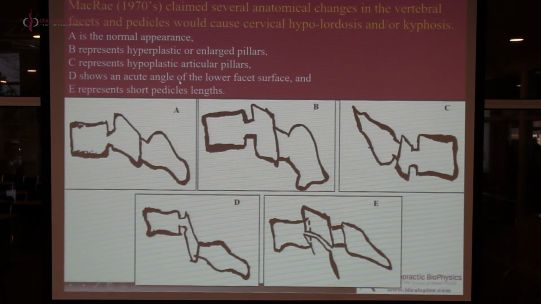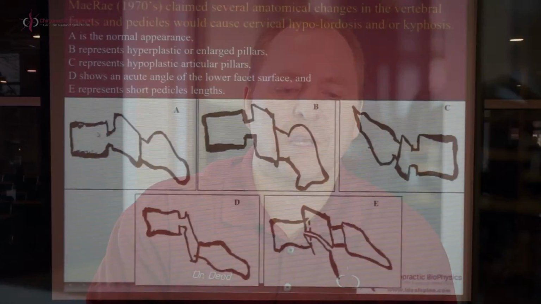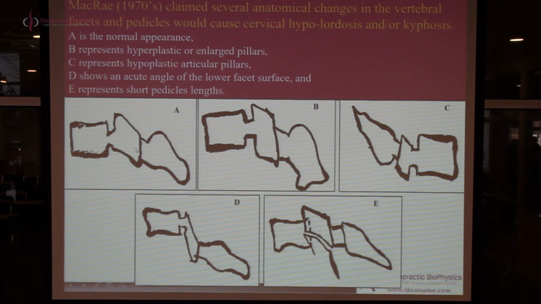D shows an acute angle of the lower surface of the facet surface compared to what's shown in A, and then E represents what would be called short pedicles. So short pedicles mean that the pedicle here, the transverse, basically circular tubular structure that separates the vertebral body from the articular pillar here, is shorter, so the pillars overlap with the vertebral body.